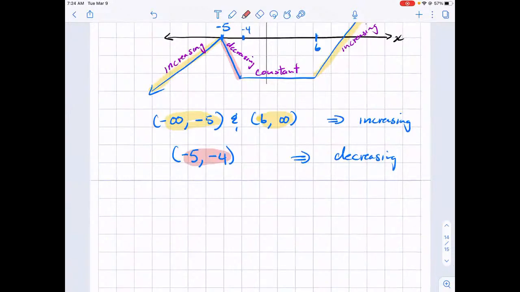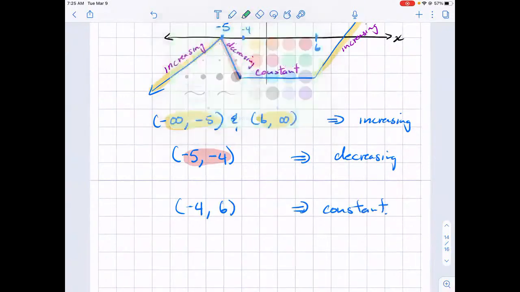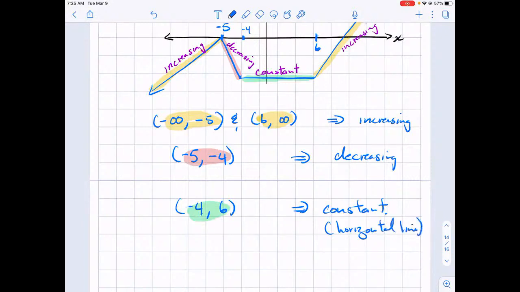And then for constant, from -4 to 6, it is a constant. And that's this little piece here. Constant just means we have a horizontal line. So when we speak for a constant, it is a horizontal line. That's what we're looking at. Some sort of horizontal line. So you should be able to look at any graph and tell where it's increasing and where it's decreasing.